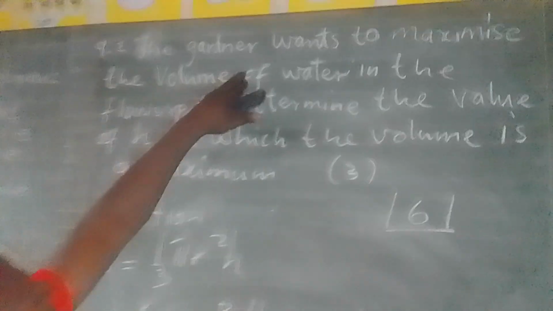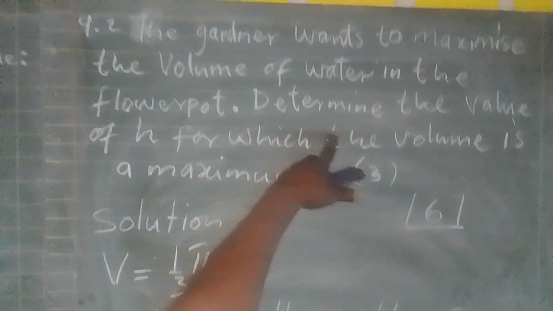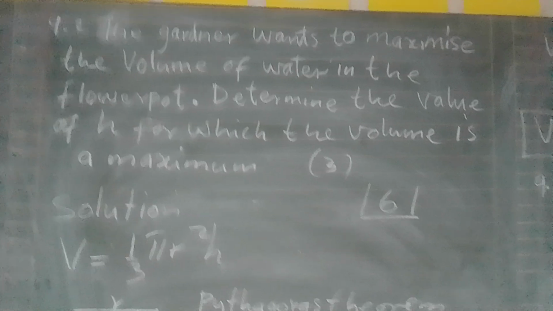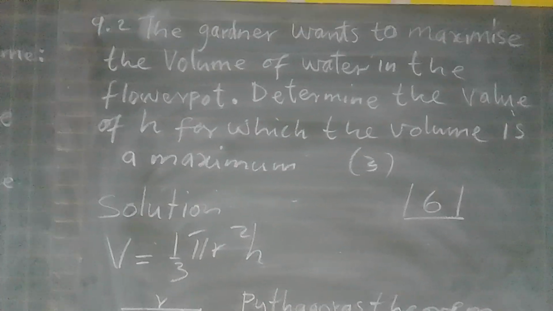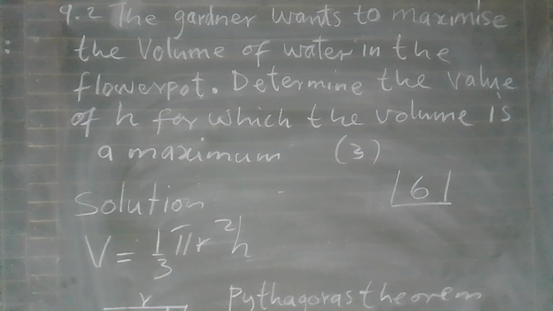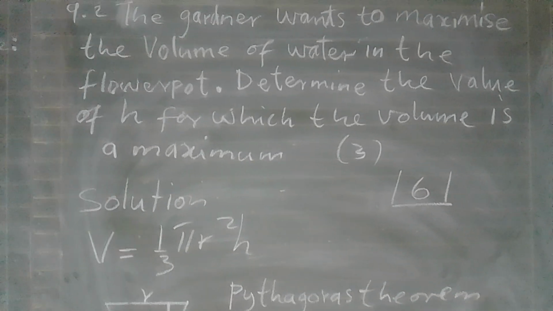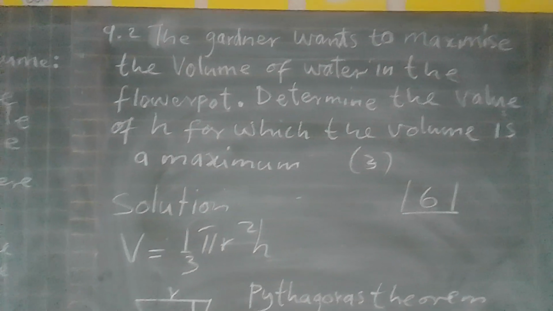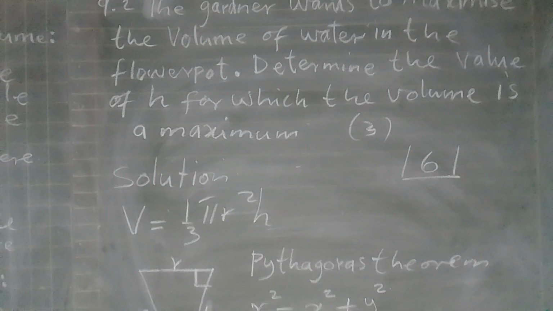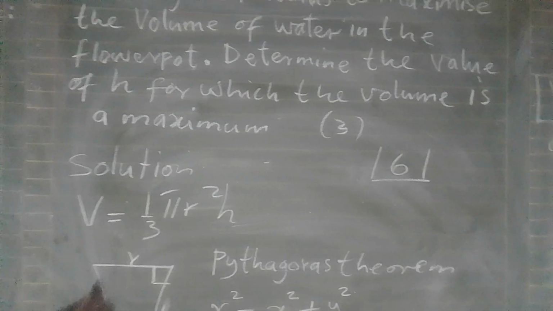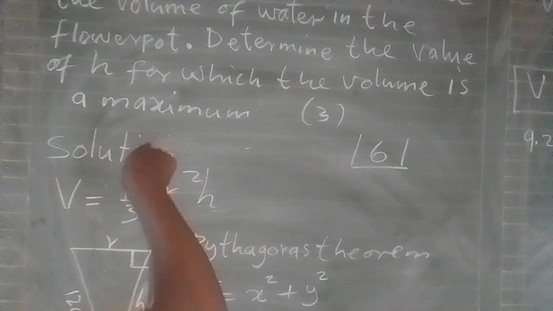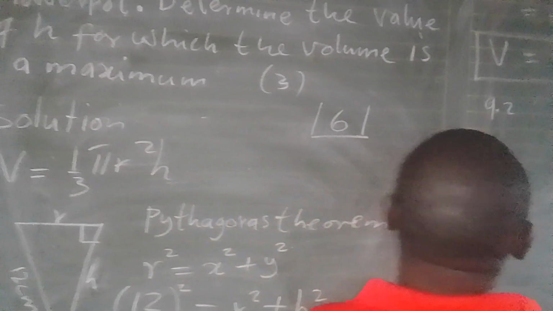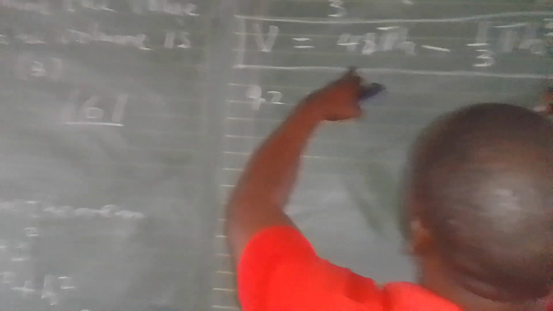9.2 says that the gardener wants to maximize the volume of water in the flower pot. Determine the value of H for which the volume is a maximum. Determine the value of H for which the volume is a maximum for 3 points. We are going to take it from here.